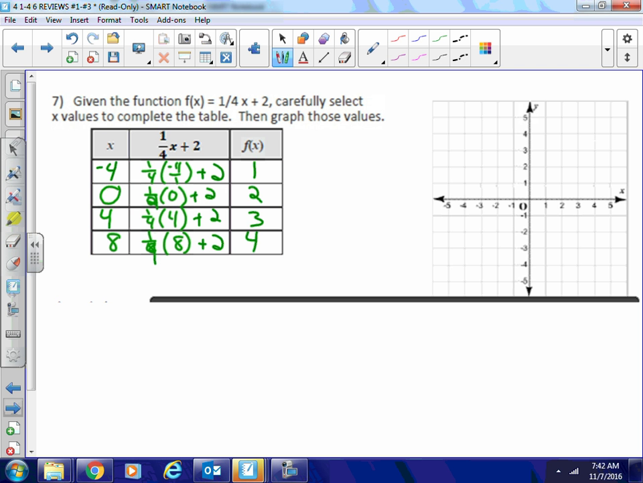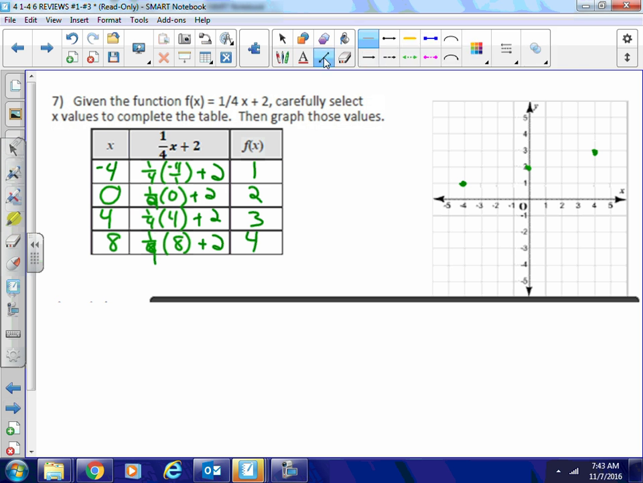When x is -4, y is 1. When x is 0, y is 2. When x is 4, y is 3. And I don't have room for the last point, but I can see that these 3 are linear, so I've done something right. I'm not done graphing though.